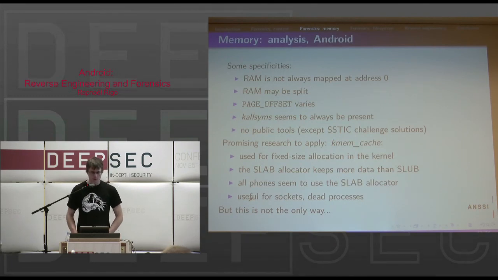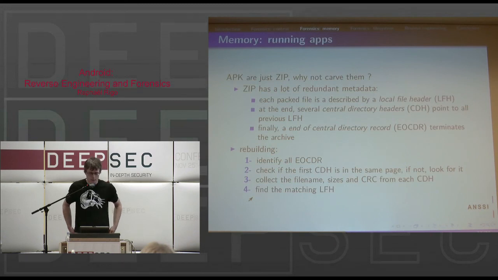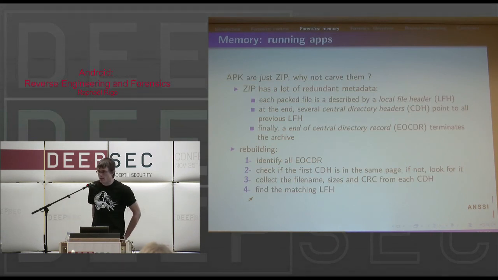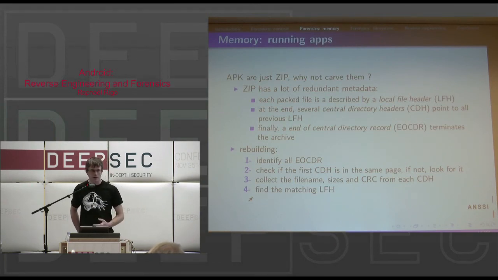So this is the standard way of analyzing a Linux kernel, a Linux physical memory dump. But you can do some specific things with Android. One of them is really interesting. It's APKs. That is, the application packages are just zip files, like a jar file is in Java. So why not carve them out of memory? Zip is a really interesting file format. It has a lot of redundancy, which means you can leverage this redundancy to extract and recover zip files out of memory.